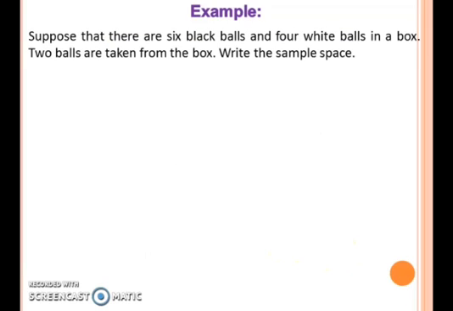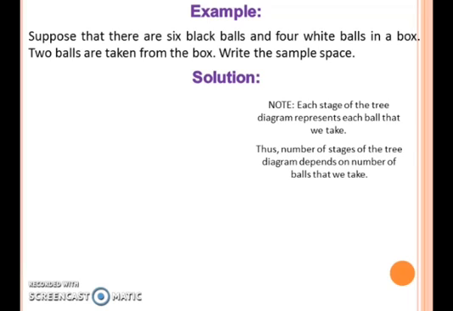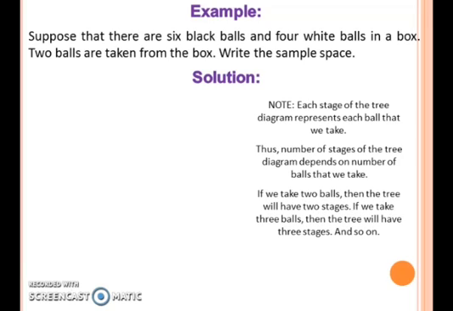Let's look at another example. Suppose that there are 6 black balls and 4 white balls in a box. 2 balls are taken from the box. Write the sample space. This is also quite a complicated experiment. So to write the sample space for this experiment, we need to draw a tree diagram. Note that for this experiment, each stage of the tree diagram represents each ball that we take. Thus, number of stages of the tree diagram depends on number of balls that we take. If we take 2 balls, then the tree will have 2 stages. If we take 3 balls, then the tree will have 3 stages, and so on.